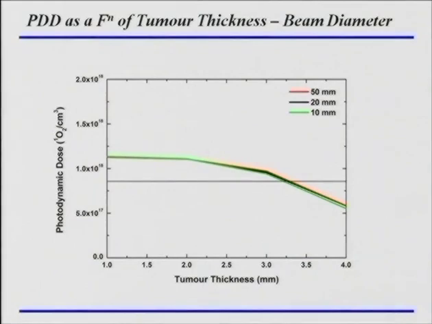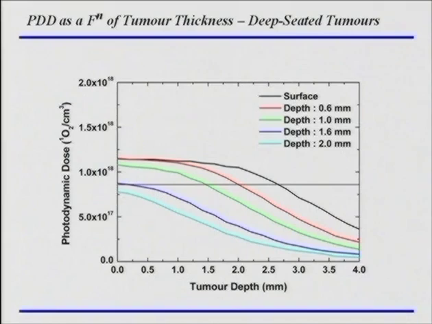So the beam width, provided you're covering the tumor adequately, don't skimp at the edges, because we know from our clinical experience, if you skimp at the edges, the edge of your tumor will not be treated. But in terms of treating down at depth, it doesn't make much difference.